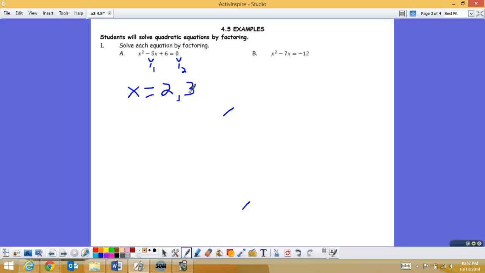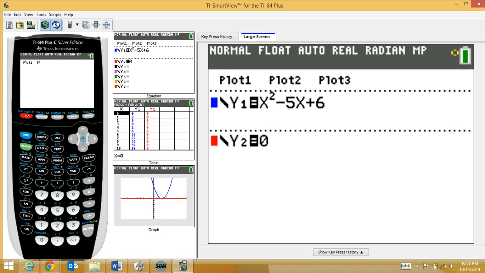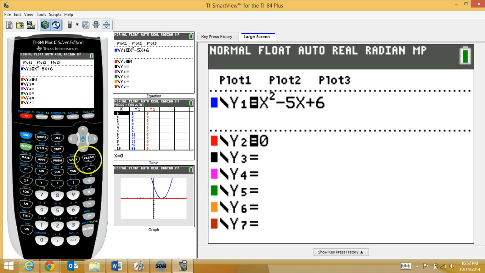All right, now in B, we're going to put the left side in y sub 1 and the right side into y sub 2. Again, this is another parabola, and the right side is a horizontal line, except at -12 instead of at 0. So we're going to go back to our calculator and go back to y sub 1, and in that first one we're going to put x squared minus 7x.